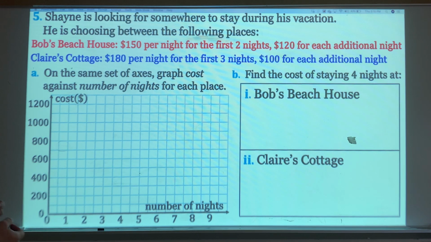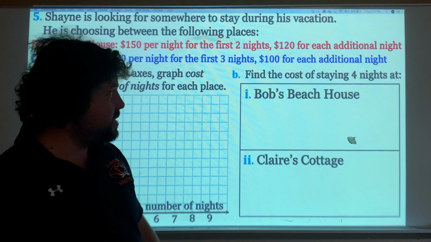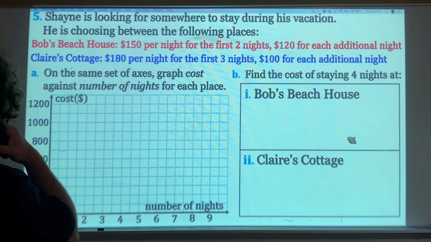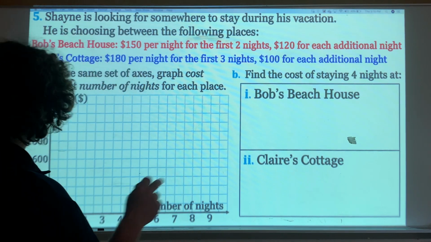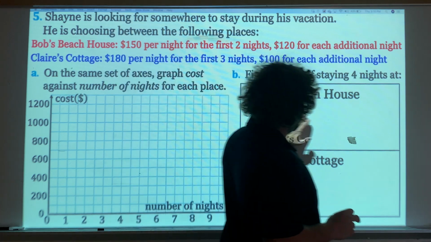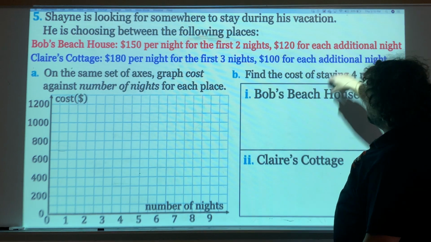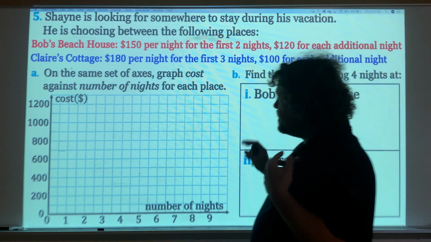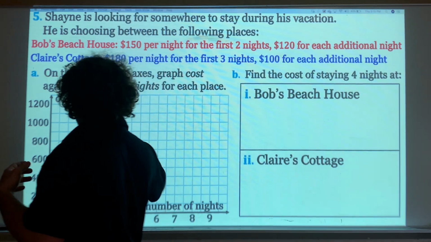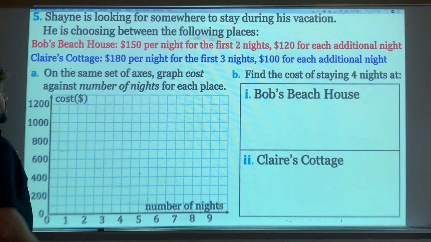Shane is looking for somewhere to stay during his vacation. He's choosing between the following places. Number 1 is Bob's Beach House, which costs about $150 per night for the first 2 nights, and then $120 for each additional night. Claire's Cottage is about $180 a night for the first 3 nights, and then it's $100 for each additional night. On the same set of axes, graph the cost against the number of nights for each place.